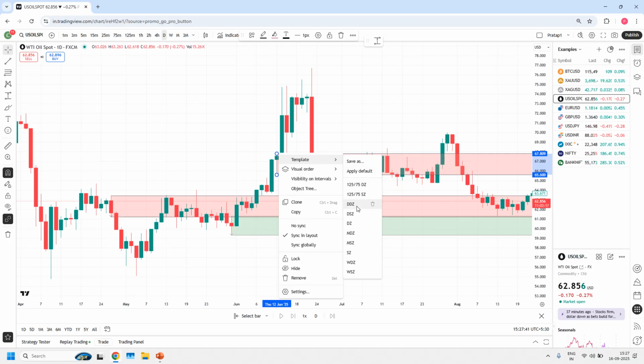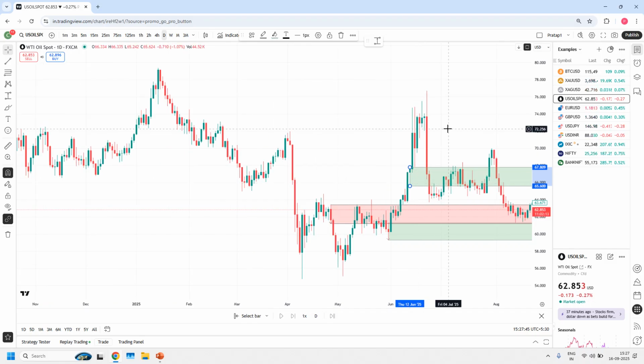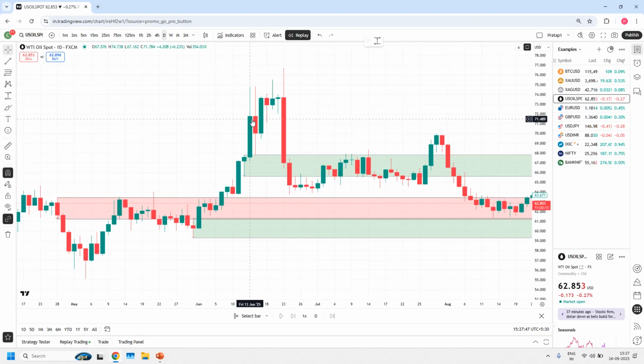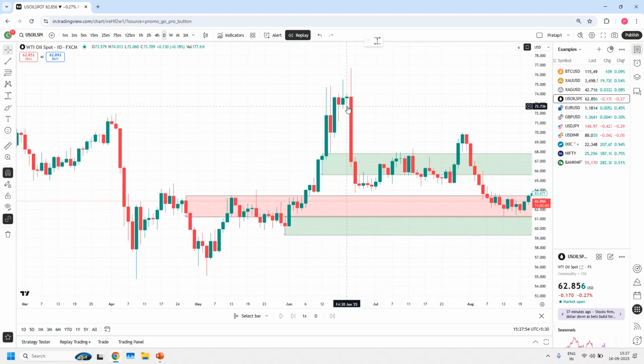Sorry, I didn't change the color. See, this demand zone gave a trade here. So it is a tested zone. A tested zone can't be traded again. See, that's why it is violated. This is the reason why once a zone is tested, we are not planning trades again.